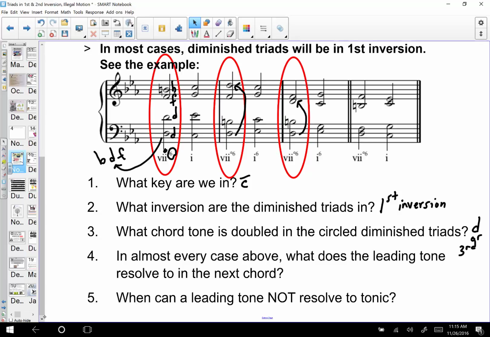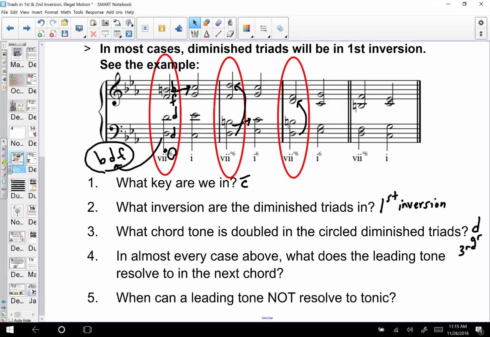Number 4, in almost every case above, what does the leading tone resolve to in the next chord? So out of this diminished triad, in the key of C minor, which one is the leading tone? Well, the B natural is. So in the first example, our diminished triad leading tone resolves to C, which is tonic. In the second example, our tenor is singing the leading tone and it resolves up to C, which is tonic.